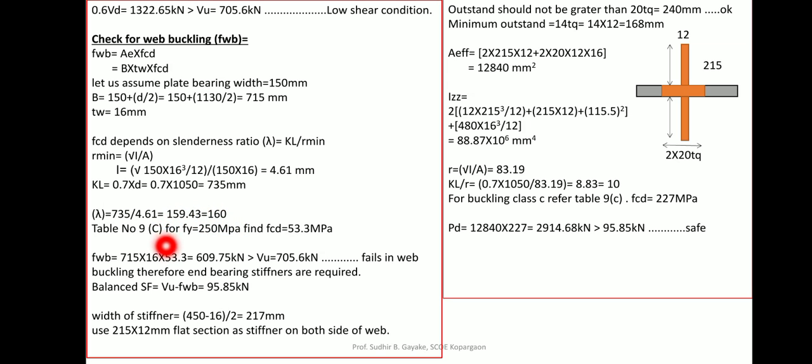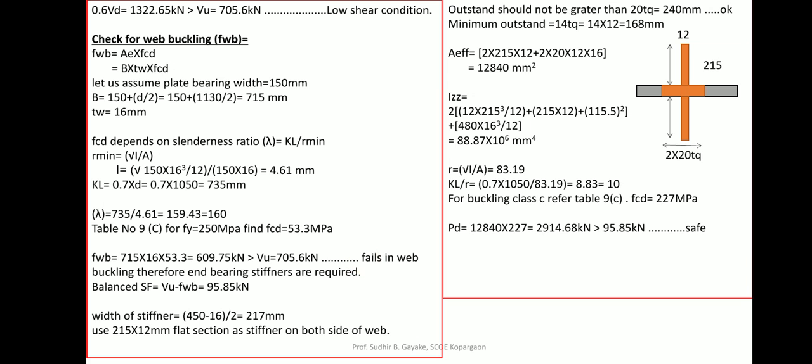From table number 9C for fy 250, FCD is 53.3 MPa. So 53.3 MPa into 16 into 715. Same calculation we are doing, and that is almost equal to 609.75 kilonewton. But here it is failing for your buckling strength, that is 705.6 kilonewton. It fails in web buckling, therefore end bearing stiffeners are required.